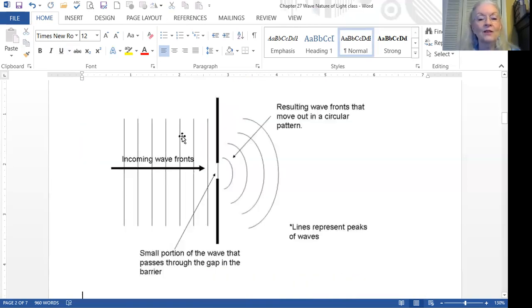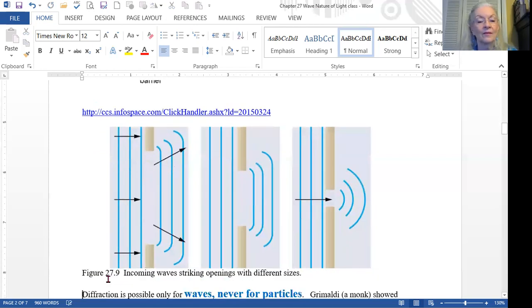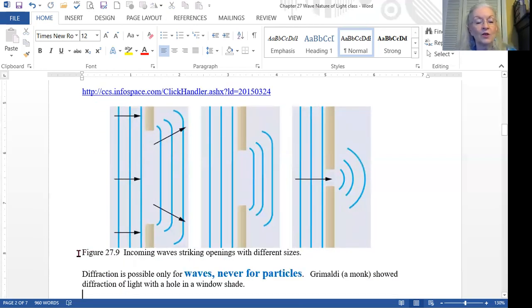All right, so here's a line drawing of the same photograph. The incoming wave comes in, it hits the obstacle, and we get this arc coming out. This diagram, figure 27.9, is from your textbook.